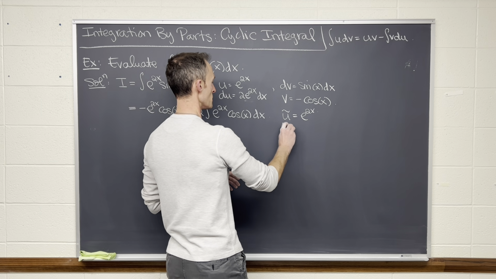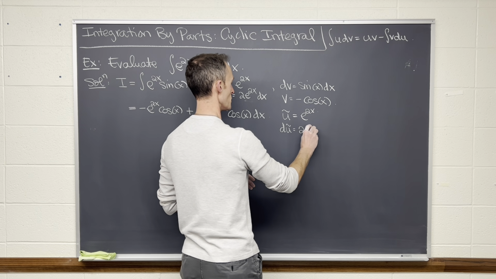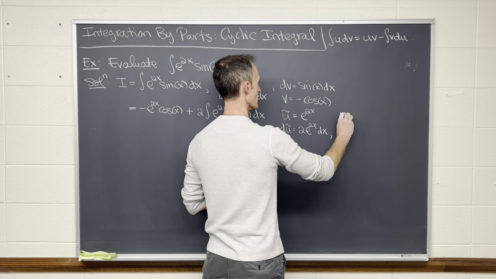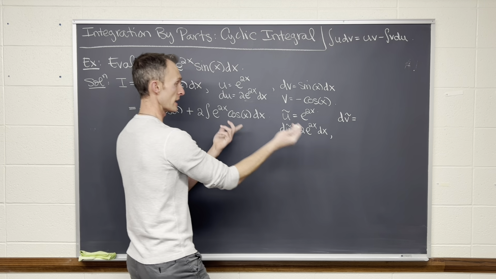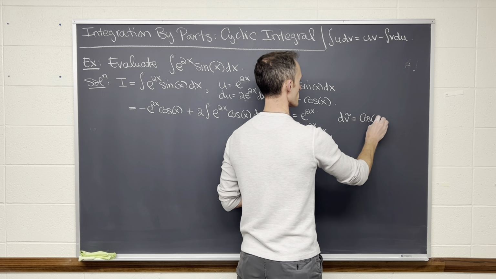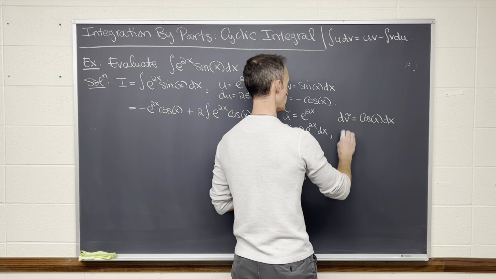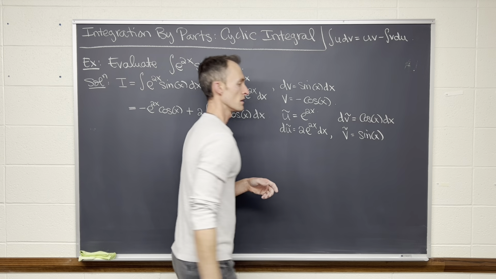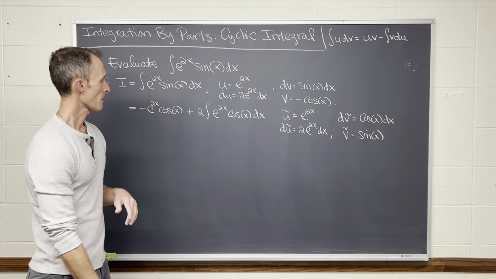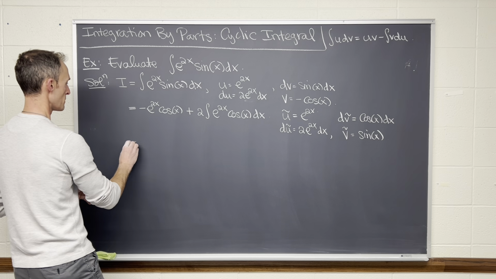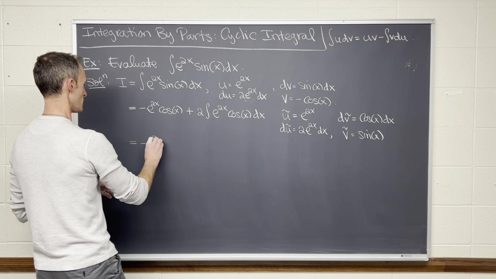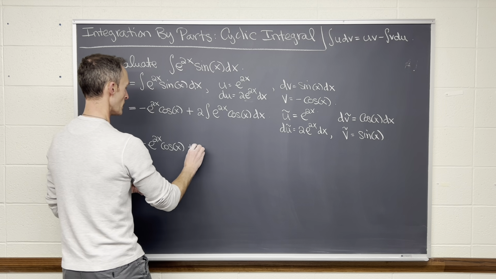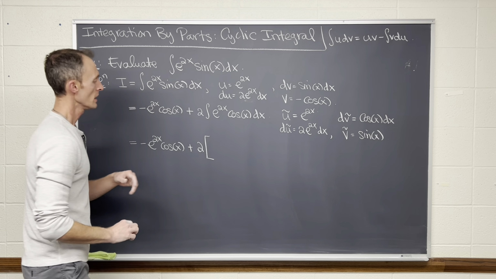And then so du tilde is the same, 2 e to the 2x dx, okay? dv tilde has to be cosine x dx then, so that's cosine of x dx, which means that v tilde is equal to sine of x from there, the antiderivative of cosine. Okay, fantastic. So this then becomes, let's see, minus e to the 2x cosine of x, that part's good, plus 2 times, okay, 2 times what?